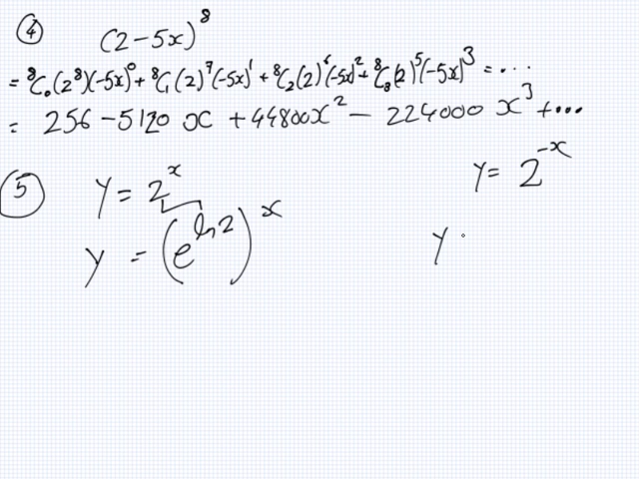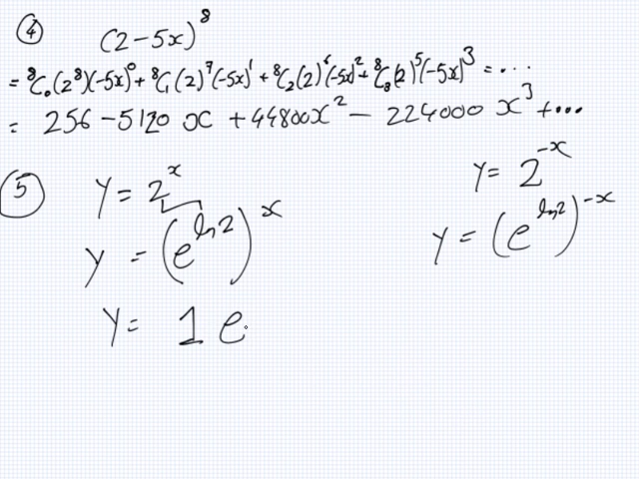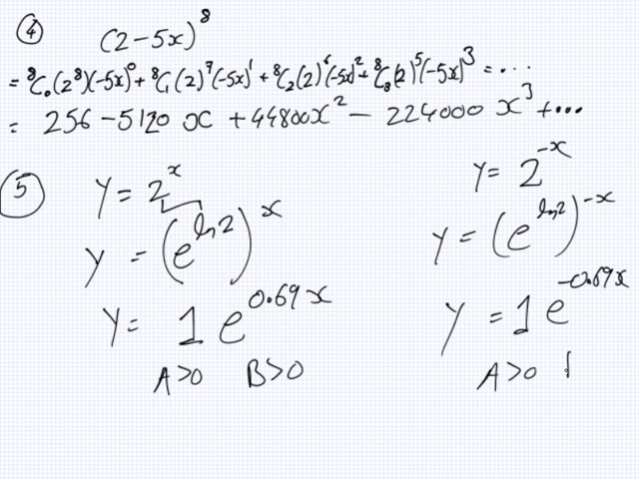And here, this will be e log 2 as well, because that's a 2. I'm allowed to do this, in the same way I'm allowed to say 9 is the square root of 81, or the square root of 9 squared. So I'm allowed to say 2 is e log 2. Which means this will be 1 e 0.69x, and this is 1 e minus 0.69x. So here the a is positive and the b is positive, and here the a is positive and the b is negative.